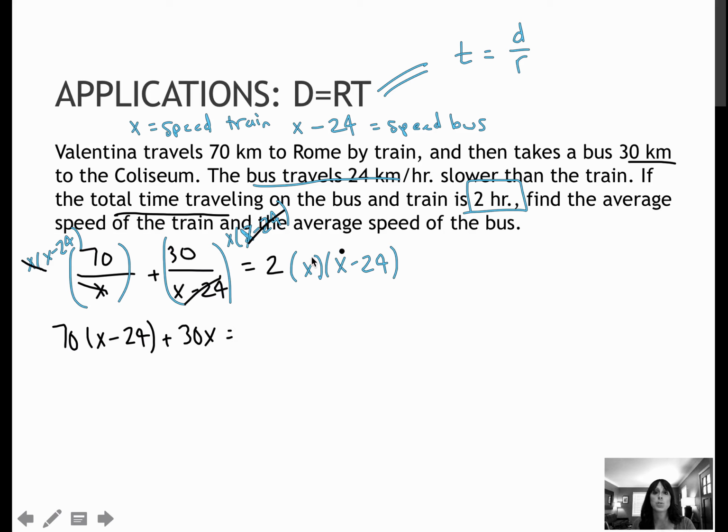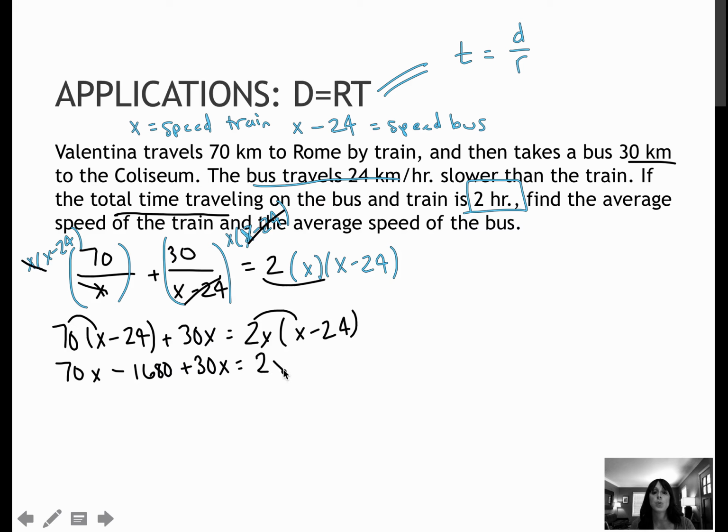And here I could multiply it all out, but I'm going to go ahead and multiply those two and then keep this in parentheses and do it on the next step. Now I'm going to distribute: 70x minus 1,680 plus 30x equals 2x squared minus 48x.